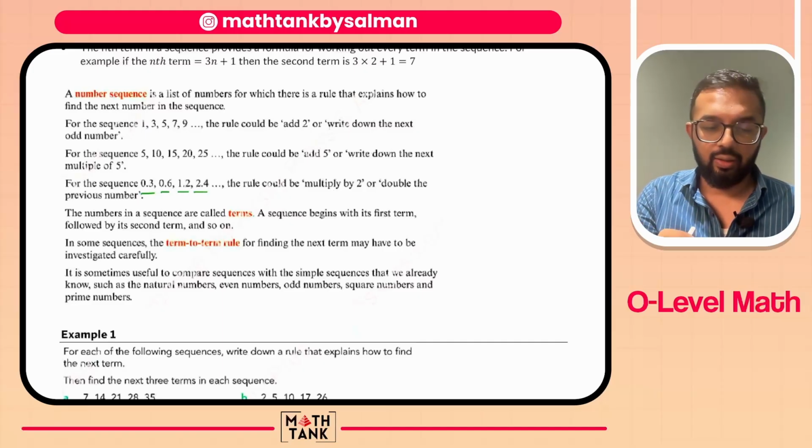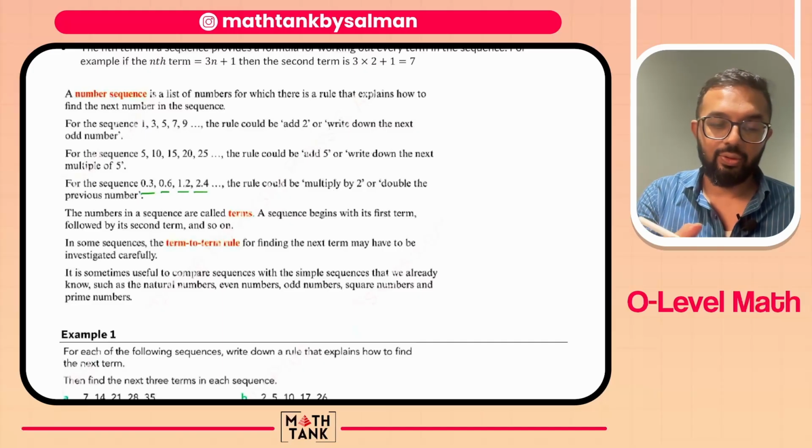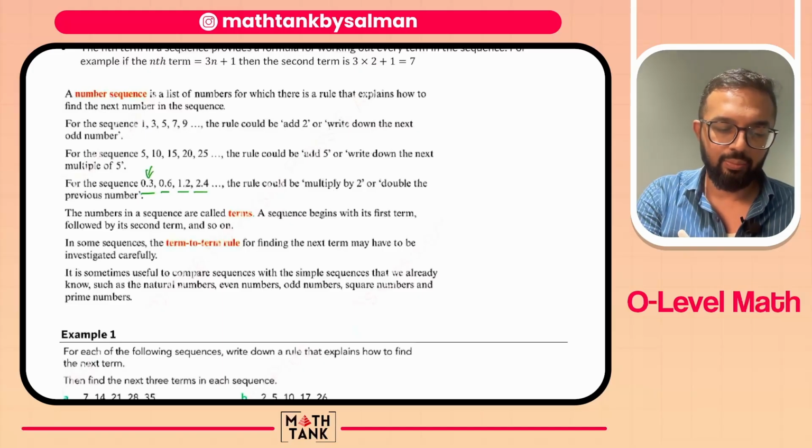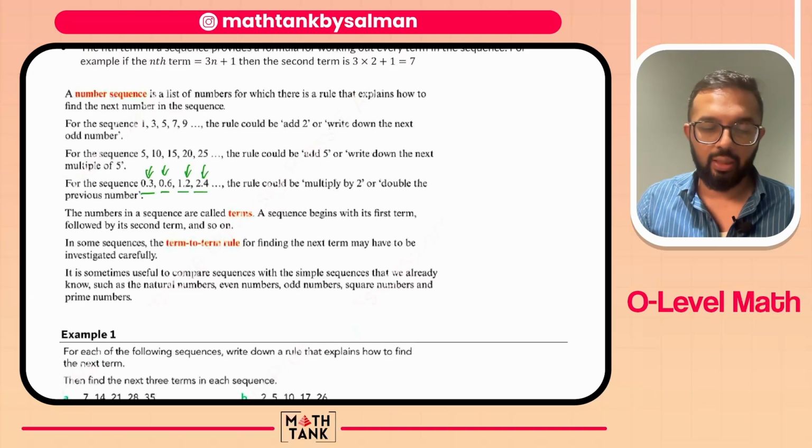The second thing that I want you to know is that each one has a term number. So this is the first term, this is the second term, this is the third term, this is the fourth term. Okay, n is 1, n is 2, n is 3, n is 4. That's what we're going to talk about. The sequence begins with its first term, followed by its second term, and so on. In some sequences, the term-to-term rule for finding the next term may have to be investigated carefully.